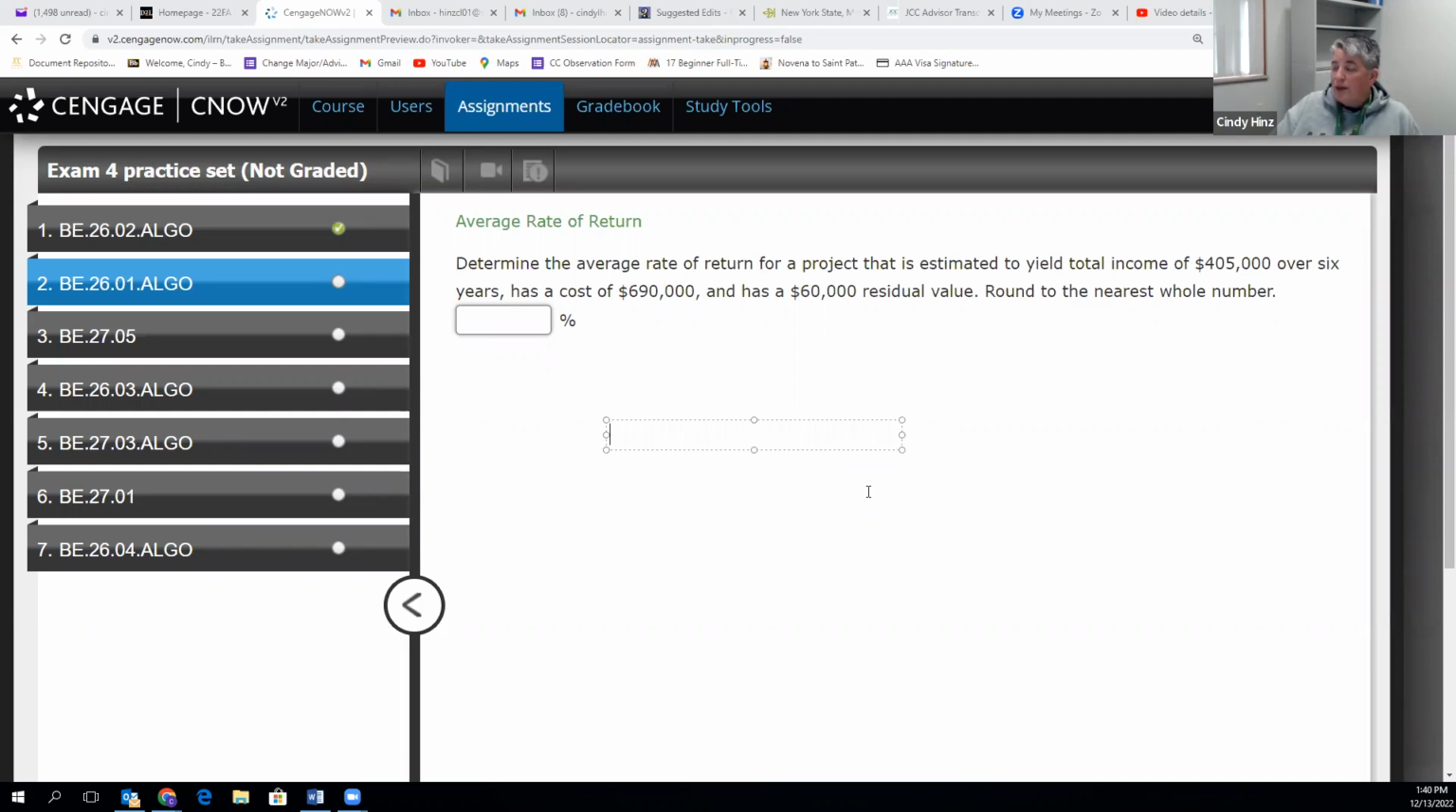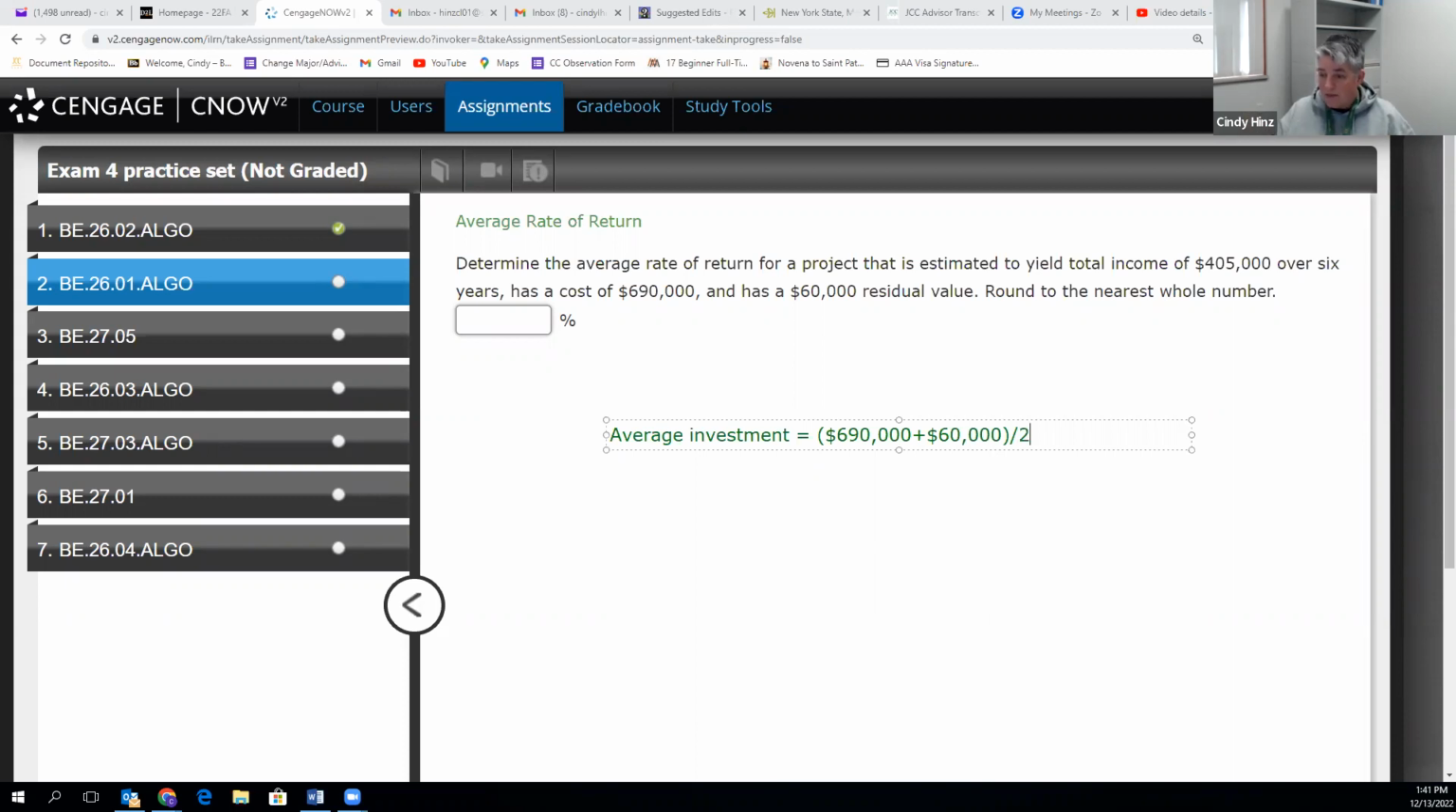Determine the average rate of return for a project that is estimated to yield total income of $405,000 over 6 years, has a cost of $690,000, and has a $60,000 residual value. So the first thing we want to do is calculate the average value of the project, or the average investment. And the way we do that is we take the original cost of the investment, which is $690,000, and we take the cost or the value at the end of the project, which is that residual value. And if we're using straight line depreciation, the value of this investment is going to go from 690 down to 60,000 in a straight line fashion.